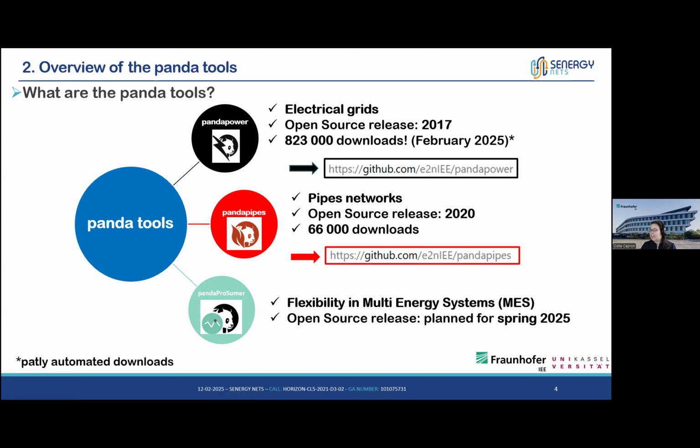You can find here the link to the GitHub. Since it's open source, you can also freely, after the webinar, go to this link and check and also download the Pandapower tool. For Pandapipes, it's focused on pipe network simulation, and it was also released as open source in 2020. So far there are 66,000 downloads. Here also we added the link to the GitHub where you can download it.